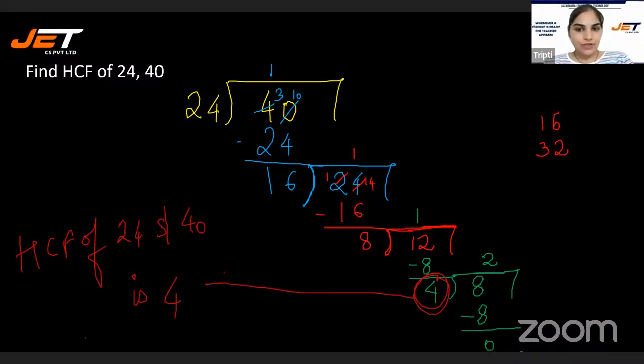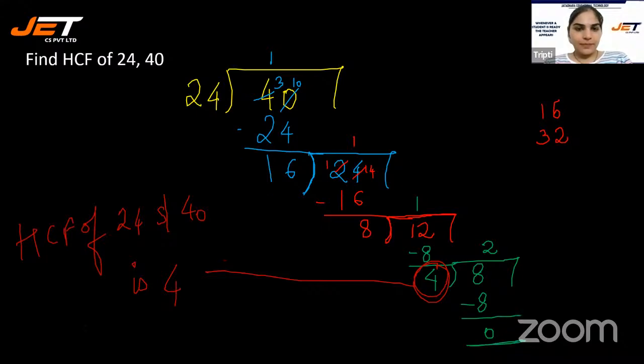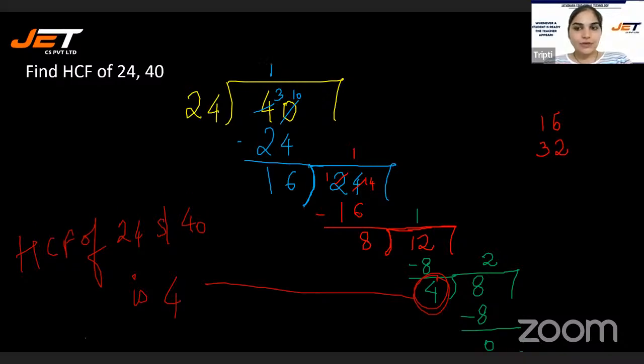Is that clear to you? Not 8, it's 4, because the last divisor is 4, no? That's why. Is that clear to you now? The one who has answered 8, is that clear to you?